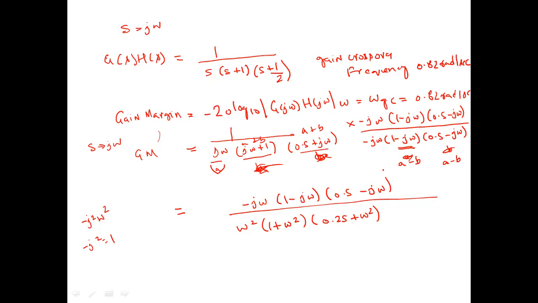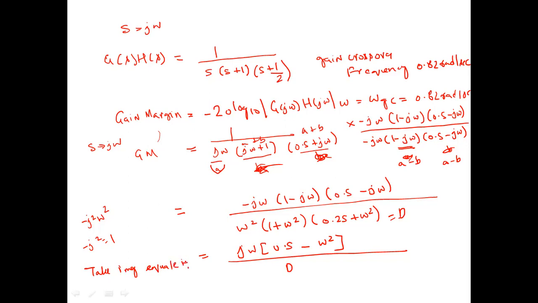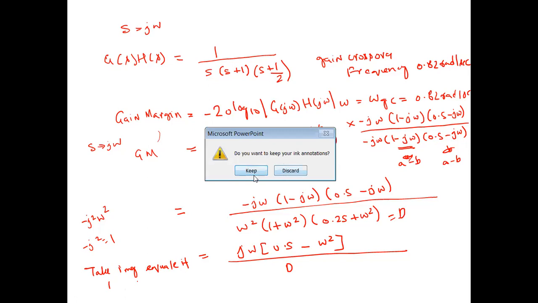So after rationalizing this factor, you arrive at j omega times (0.5 minus omega square). This is the denominator part, and you can segregate these sections, take the imaginary part and equate it to zero. The imaginary part is the only imaginary part here.